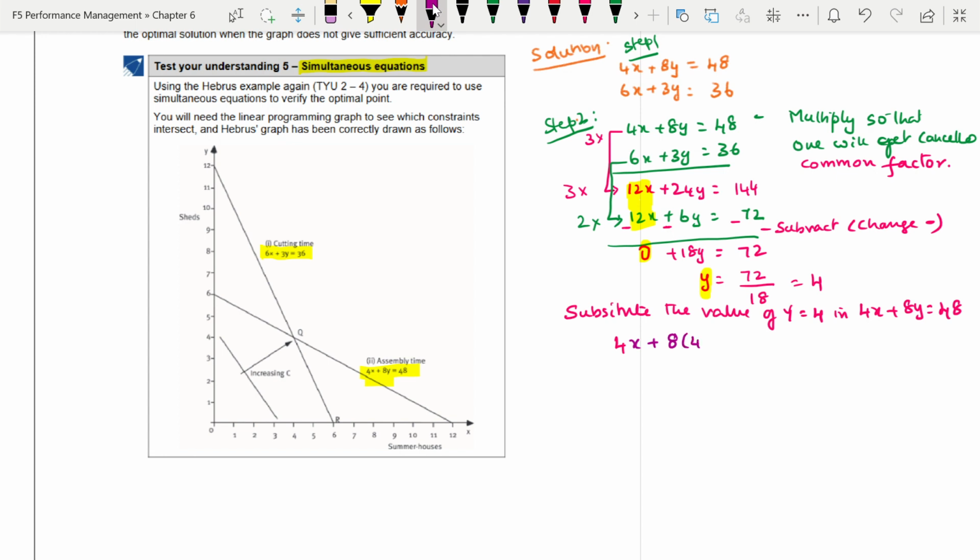The value of y here is 4. 4 is equal to how much? 4x plus 8 times 4 is 4x plus 32. 4x plus 32 equal to 48. Now, how much is the x value you will get? Tell me fast.